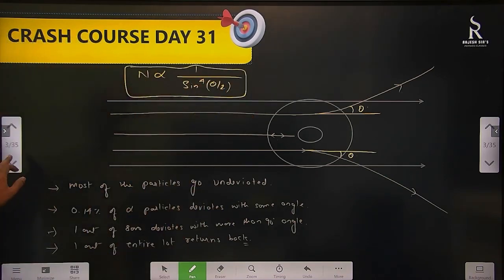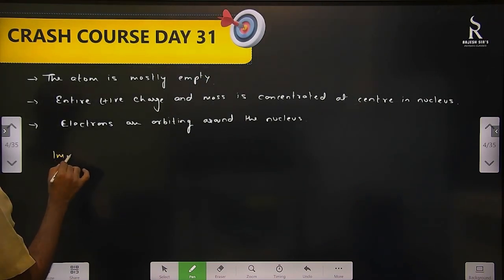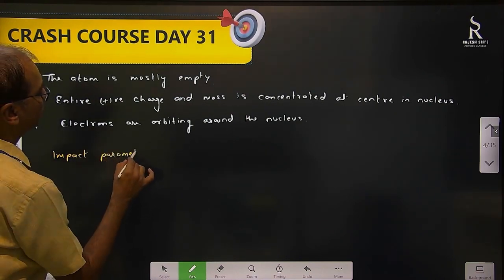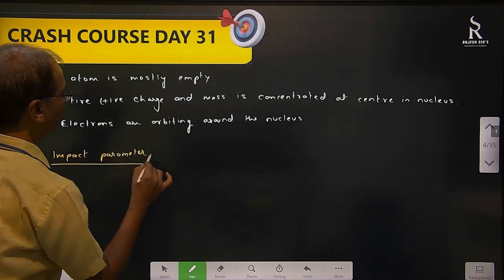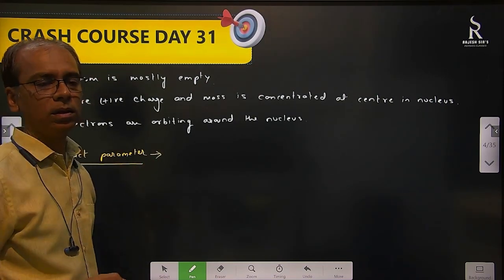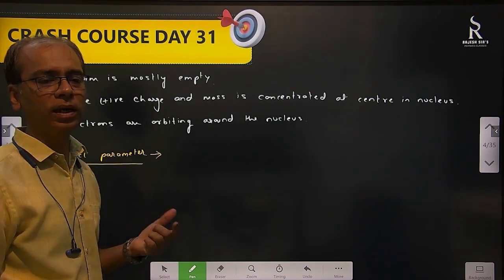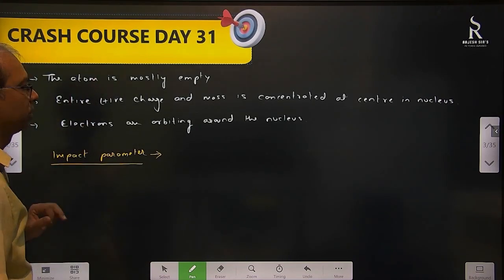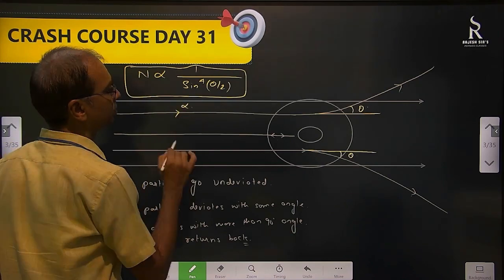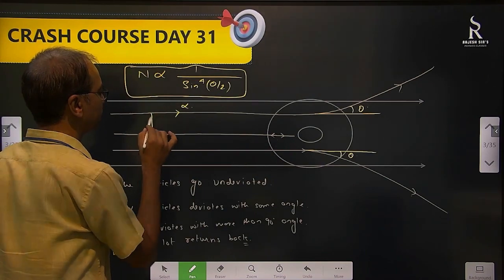Right. Now let's talk about impact parameter. So what is impact parameter? Impact parameter is actually the separation, or rather the distance, between the velocity vector of the alpha particle and the line which is joining the center of that atom. Let's find out what it is. Suppose this is the alpha particle here, and this is the line joining the center. This is called the impact parameter.